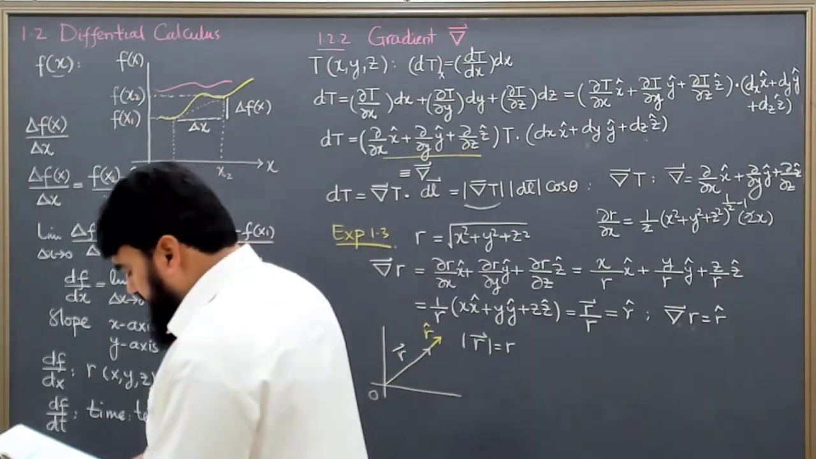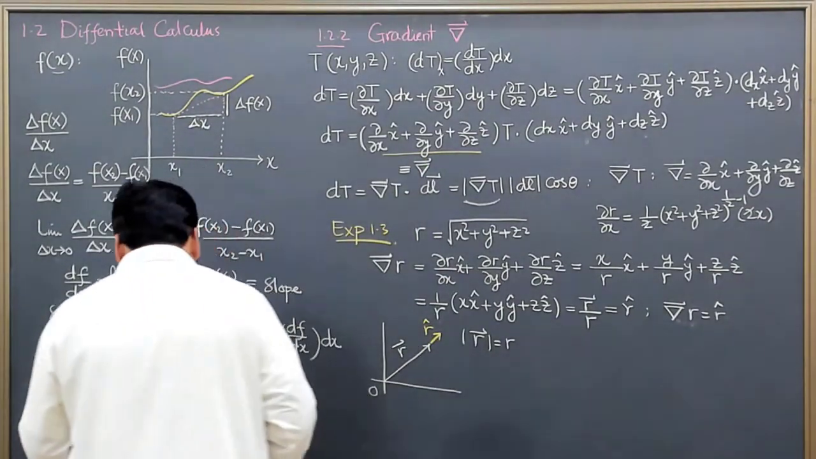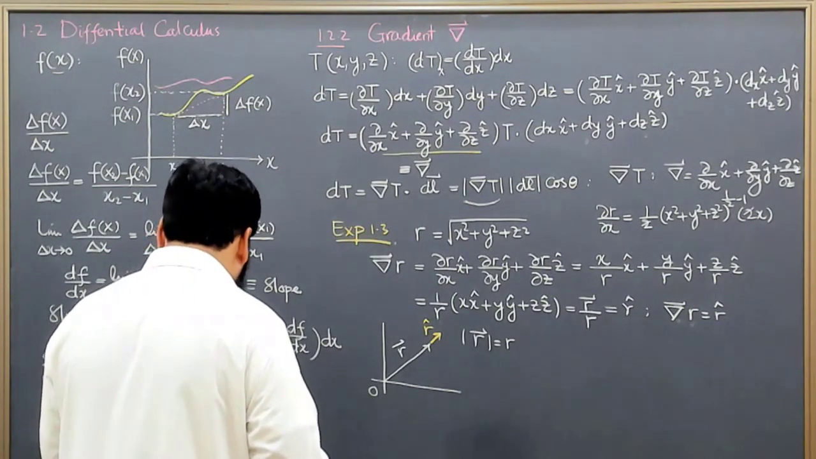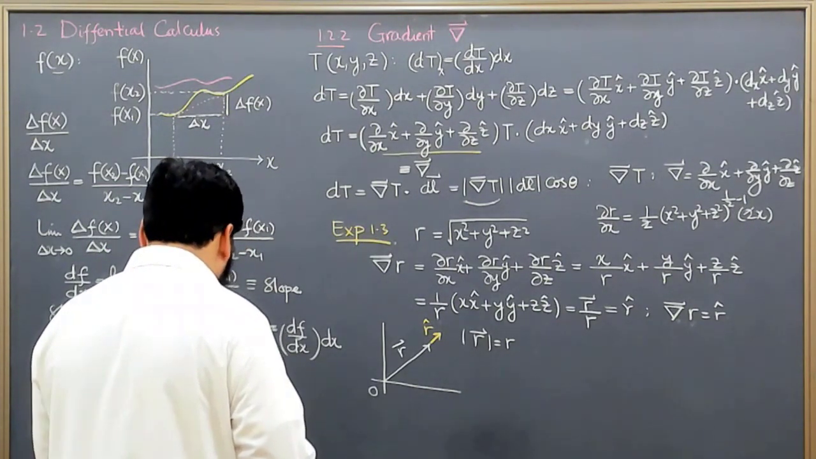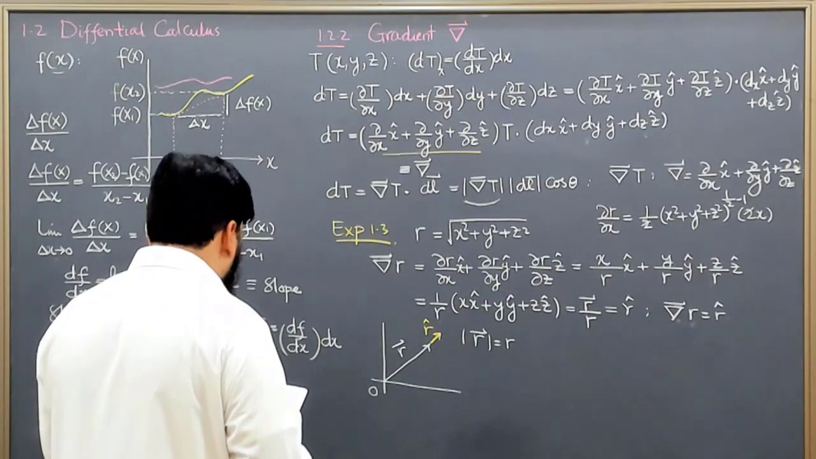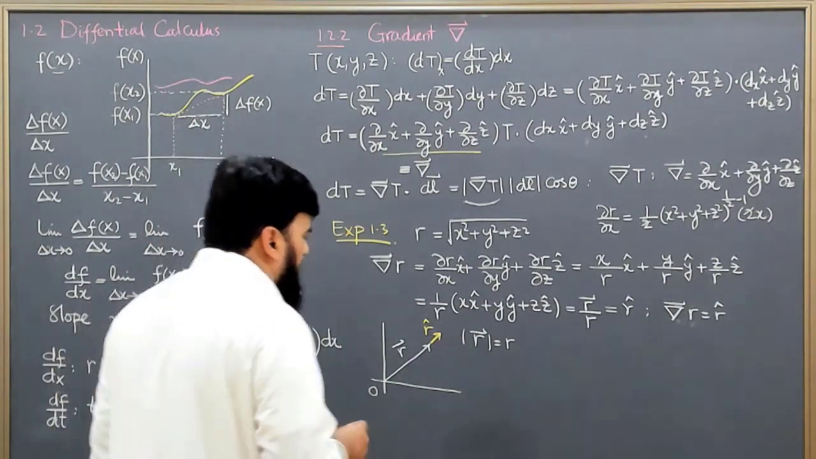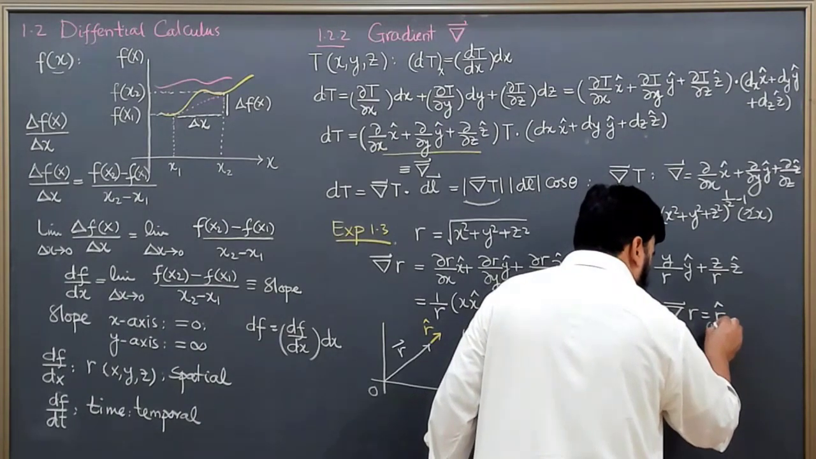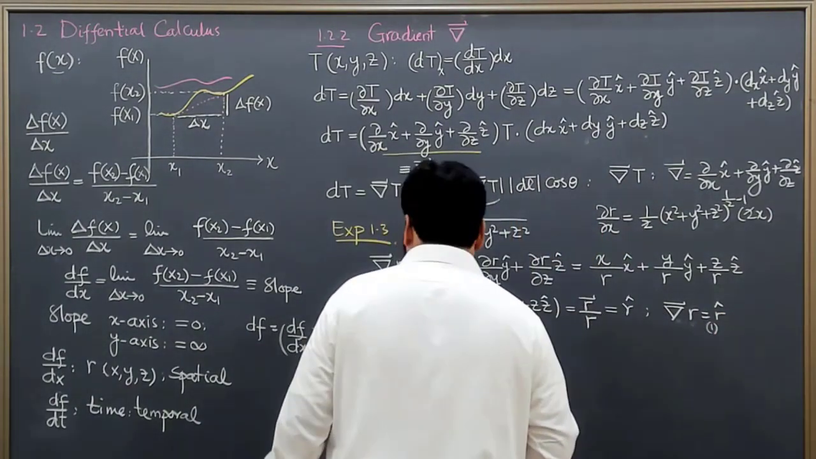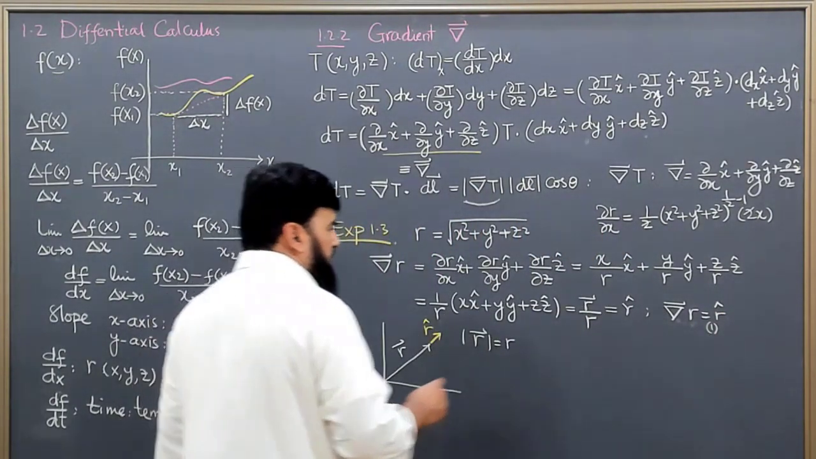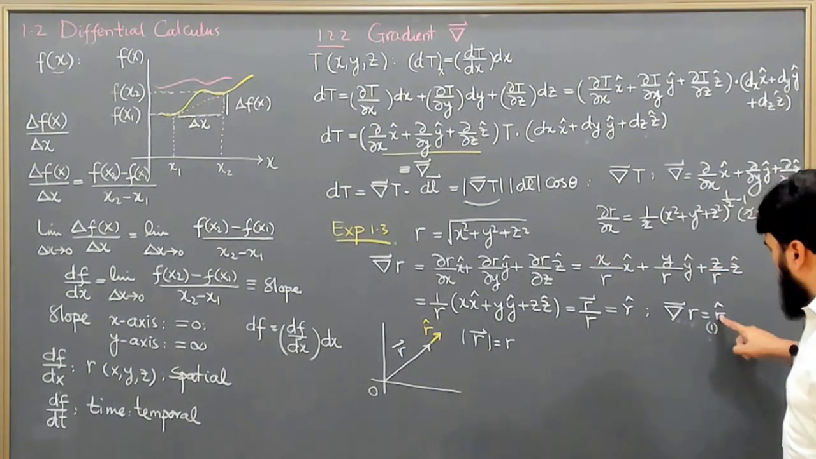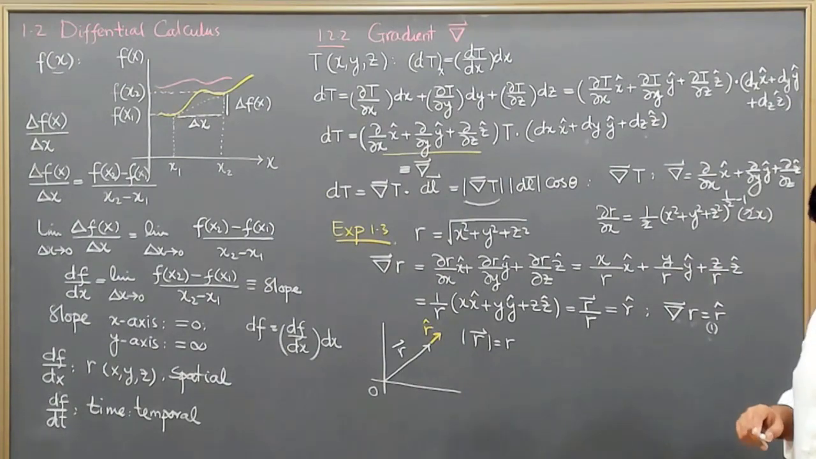It says that the distance from the origin increases most rapidly in the radial direction, and the rate of increase in that direction is 1, because the slope here is 1. It is changing, meaning the slope is 1, and this is the direction in which it is changing.